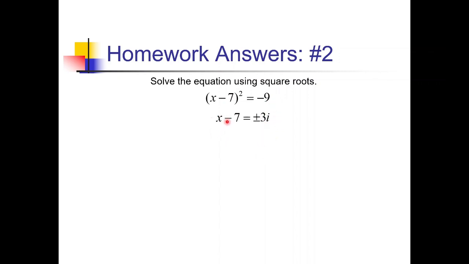Then I just have to add the 7 to get the x by itself. So we end up with 7 plus or minus 3i, which I can't simplify any further.